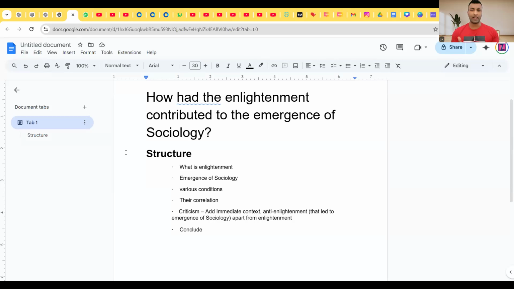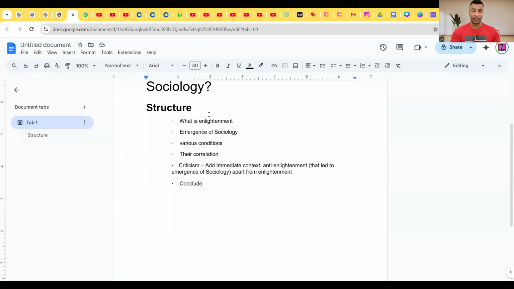So we have seen different dimensions in which they can ask you questions from the first topic, that is emergence of sociology, modernity and emergence of sociology, right? Sociology emerged in response to challenges posed before modernity, discuss, critically analyze, and all. So here, what you need to do, the structure is very clear. What is enlightenment? You discuss, and then emergence of sociology, the conditions and the correlations and the criticism, the immediate context, the age of enlightenment, and then we also need to conclude. Okay, so this is what we need to do.